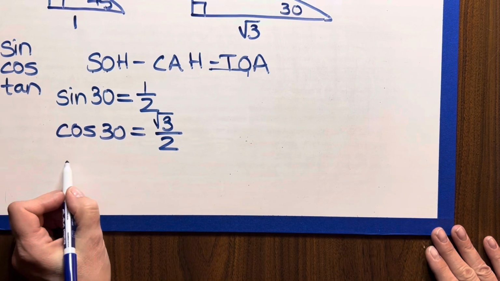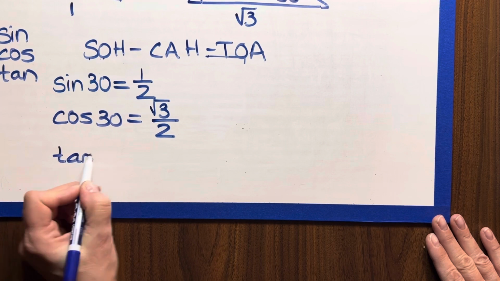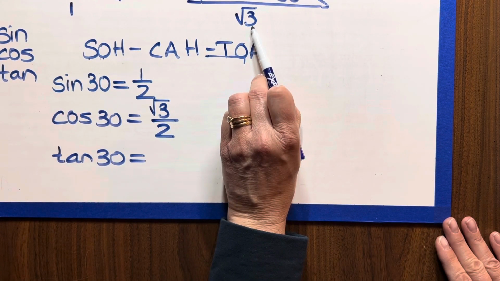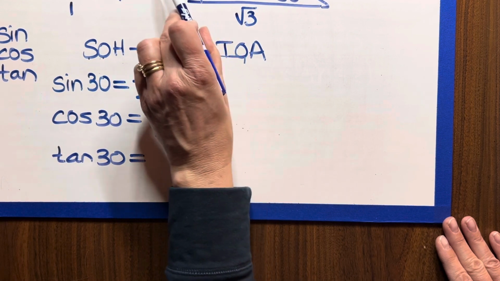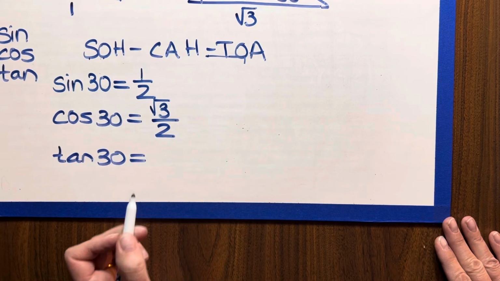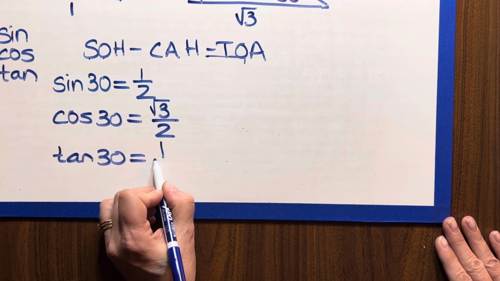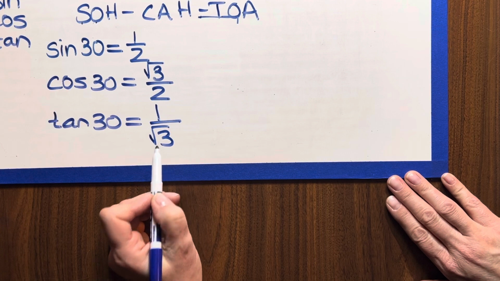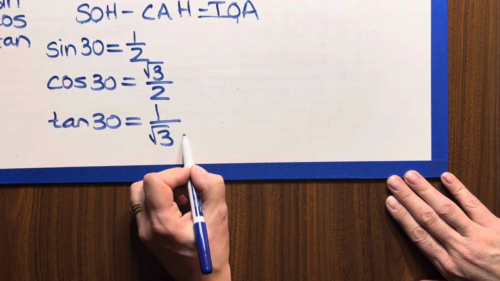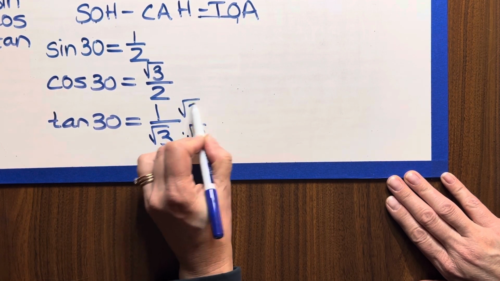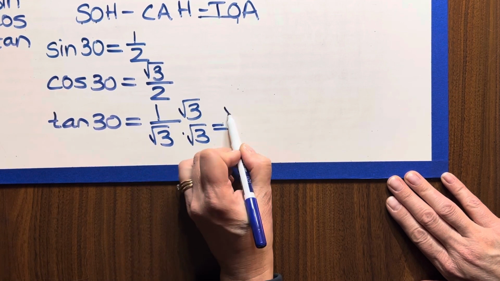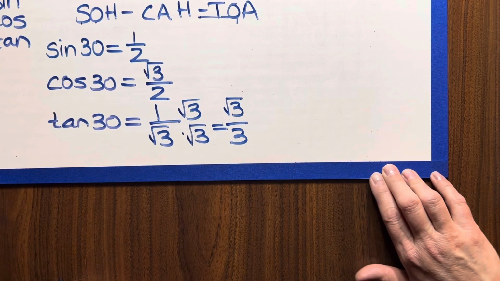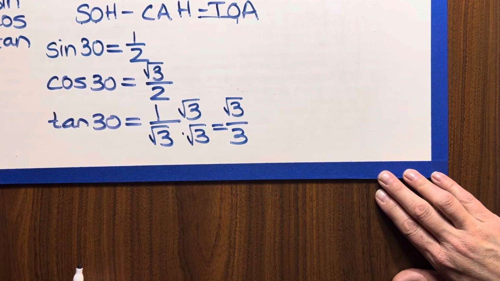And the last one we have is the tangent of 30. Tangent is my opposite over my adjacent. So I've got 1 over the square root of 3. We run into the same problem here with the radical in the denominator. So we're going to multiply by square root of 3 for both. So the square root of 3 over 3, that's what my tangent of 30 degrees would be.